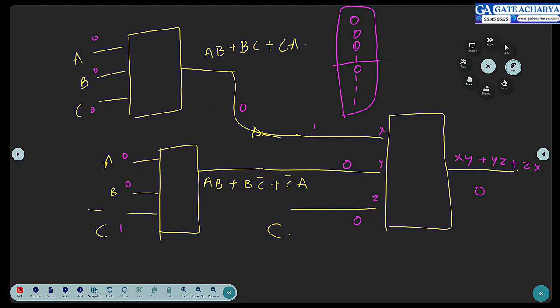Wait. You are jumping. Sir, first this is the truth table for this. Agreed?